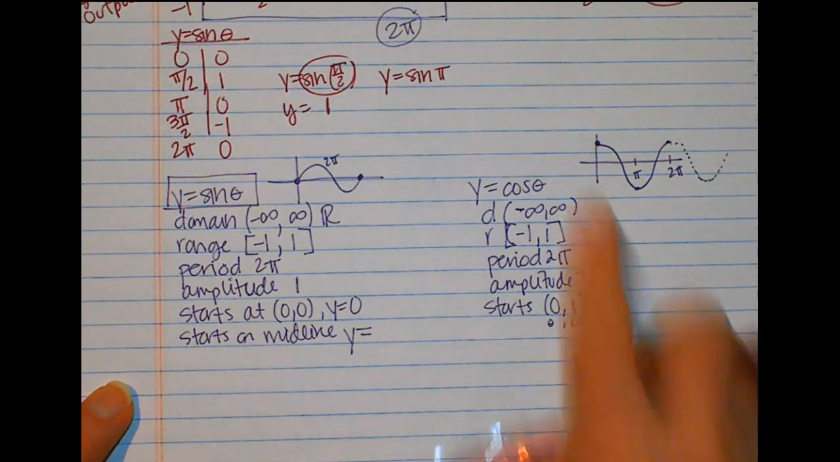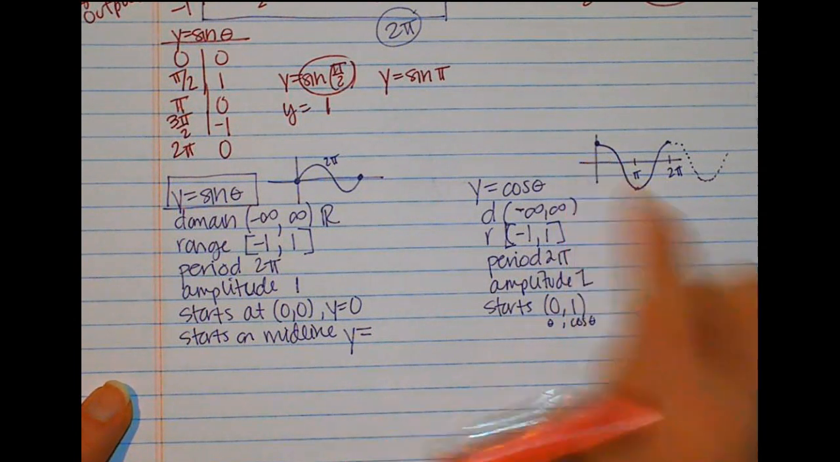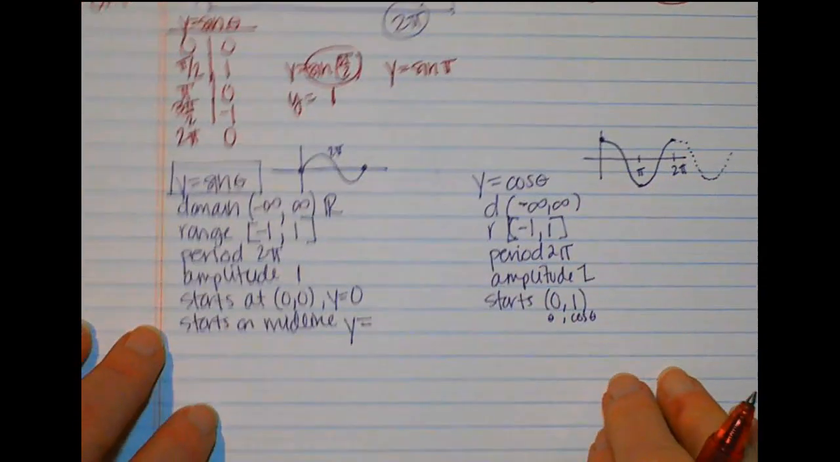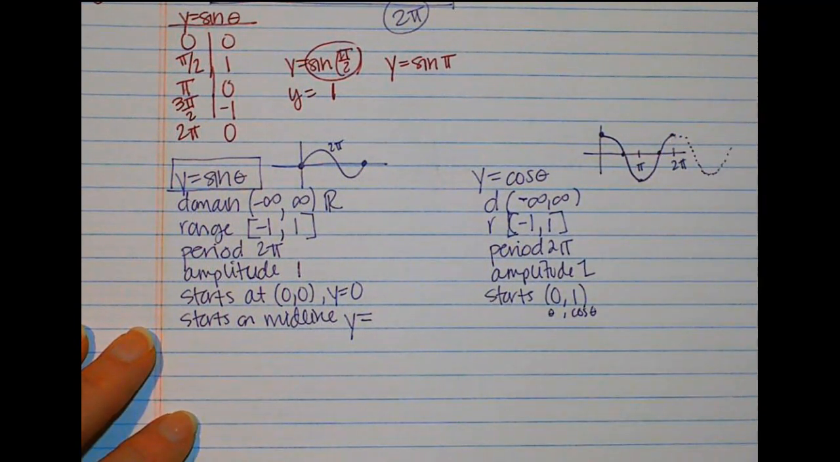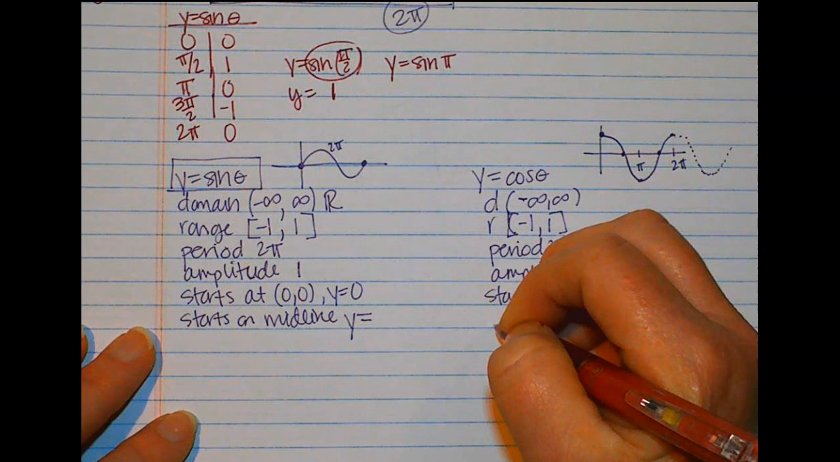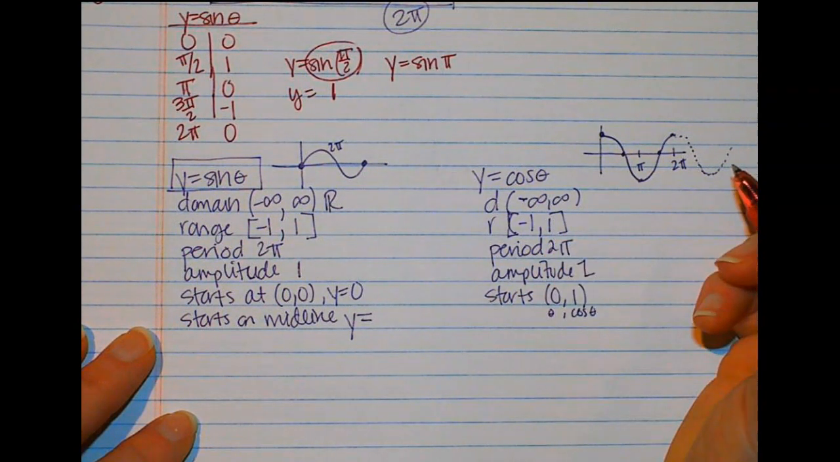So cosine doesn't start on the midline. Pi over 2 is 0. And 3 pi over 2 is 0. So this does not start on the midline. It starts at a min or a max.